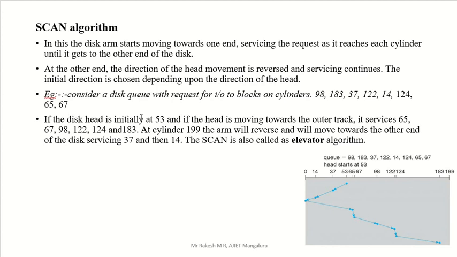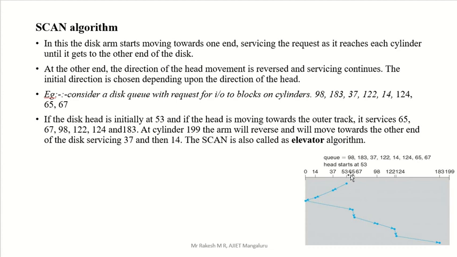Just we will go for one example. Consider a disk queue with requests for input output blocks on the cylinders, including 98. These are the requests by the user. Now how do we allocate those requests? If the disk head is initially at 53, now you are at 53, and the head is moving towards the outer track. My suggestion is don't refer to this diagram, because this diagram is given in your textbook, but they used some wrong method in it. So here just see the theory part. I will explain how we have to perform this SCAN in theory.